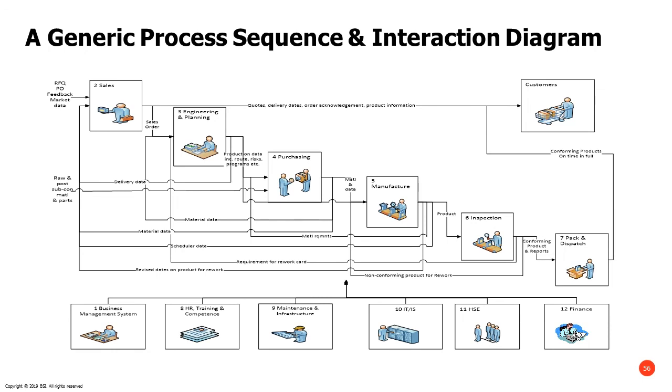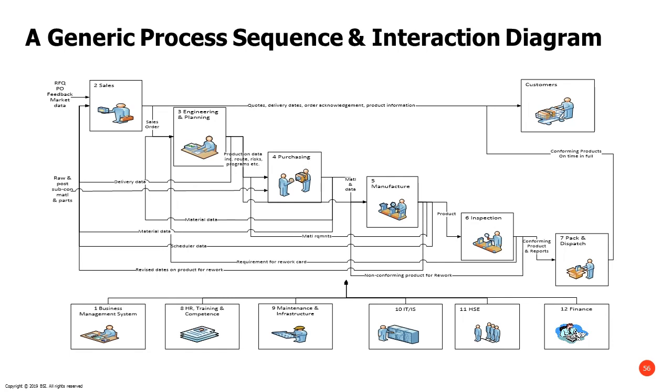So box 5's inputs are from process 4, purchasing, and from process 3, engineering and planning. They then have everything they need. They've got the root cards, they've got materials, they've got the CNC programs, whatever they need, they go ahead and manufacture. Product goes out into inspection. Inspection then measures, monitors that product, and if it's conforming, as you can see, it goes into box 7, which is pack and dispatch, goes back to the customer. So that's the one-way flow.